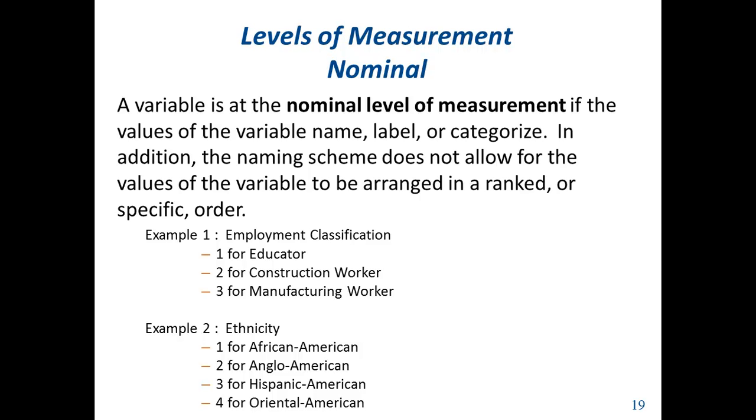Now, the qualitative data may follow the nominal level of measurement or the ordinal level of measurement. The nominal could be names, labels, and the difference between nominal and ordinal is that order is not important. So for example, we have employment classification, ethnicity, gender and so on. Gender could be male, female, ethnicity, African American, Anglo-American, employment classification, educator, construction worker and so on. So order is not important.